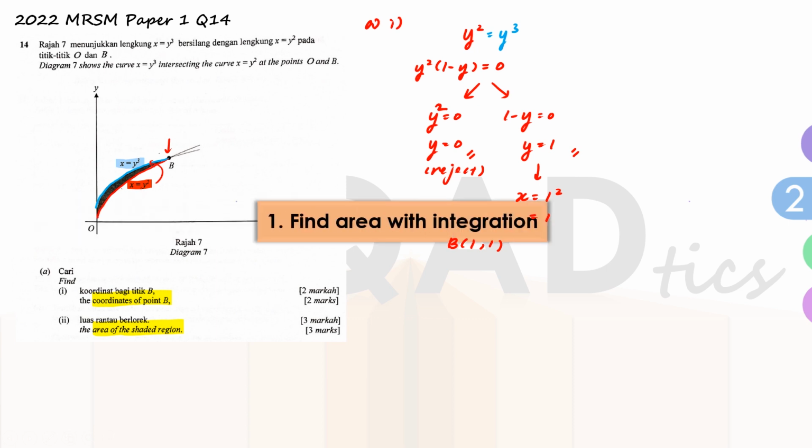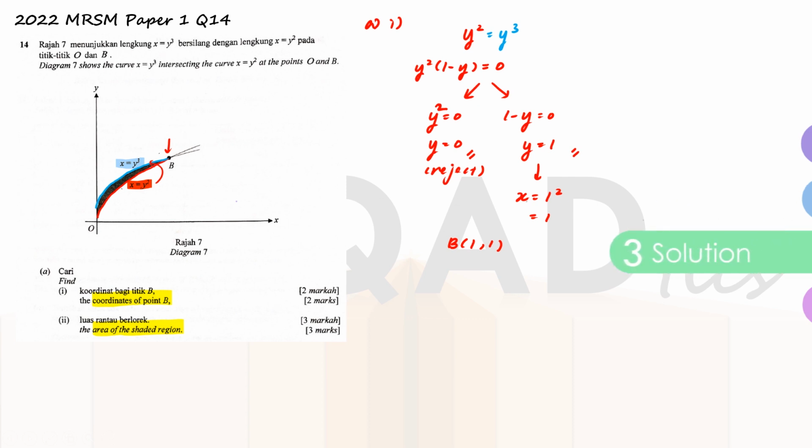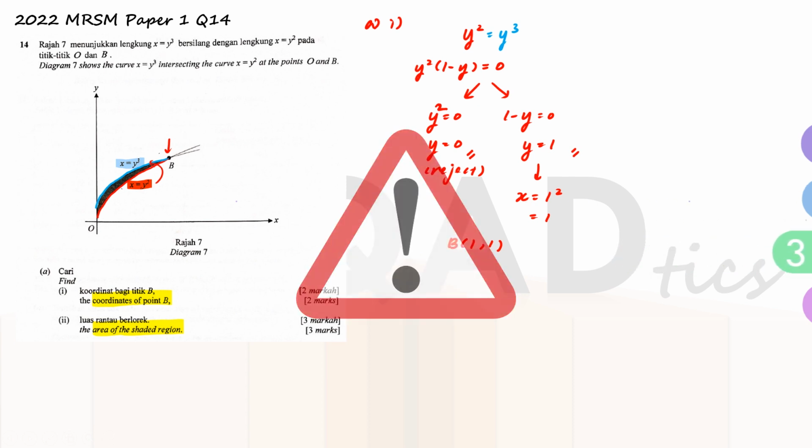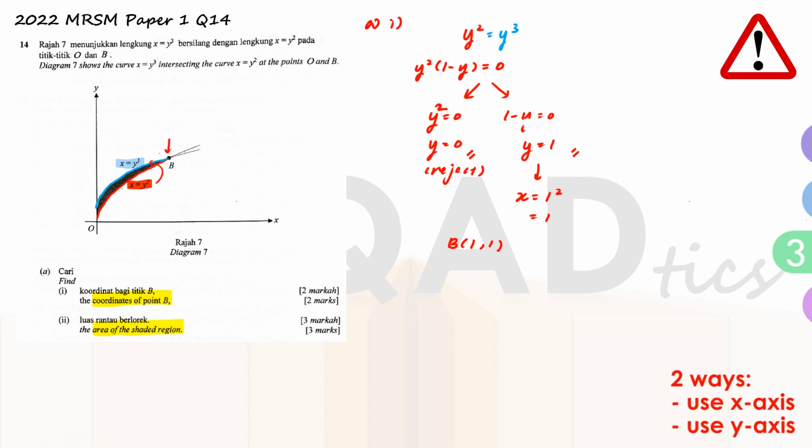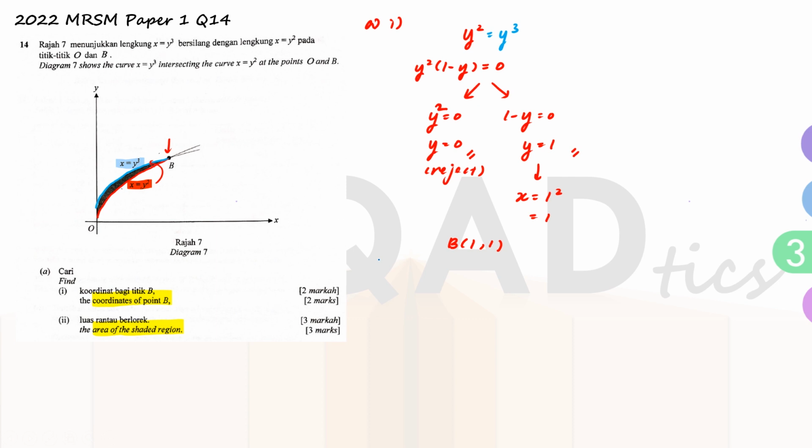So this is one of the aims of this video, which is using integration to find the area. To find the area of the shaded region, I always tell my students to first find the big shape, and within that big shape, minus out the unnecessary or small parts. For this question, we actually have two ways. Either we use the x-axis or the y-axis. The x-axis way means to find the area, I will just go to here, stopped by the x-axis. I wouldn't go beyond the x-axis. But the easier way would be the y-axis, so I'll teach you the y-axis way first.